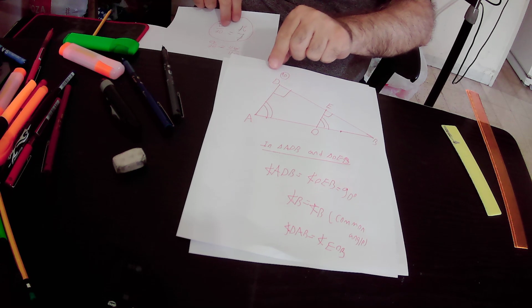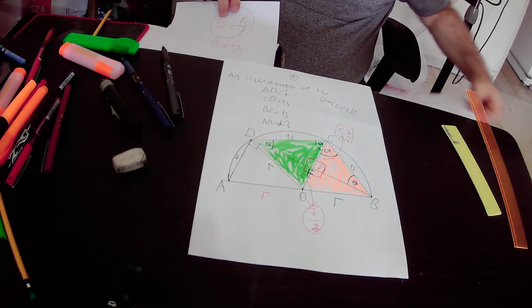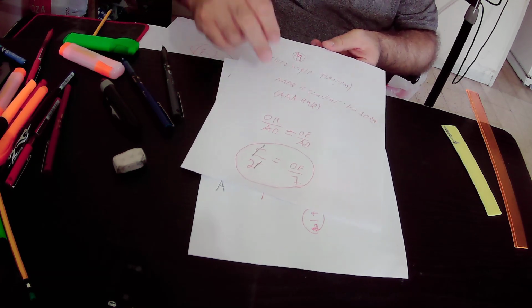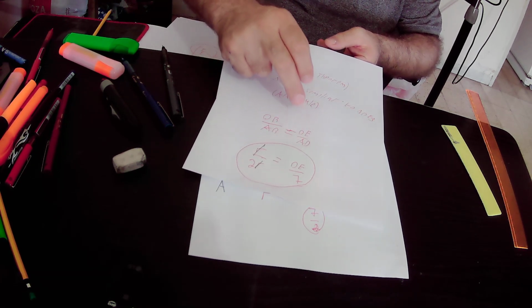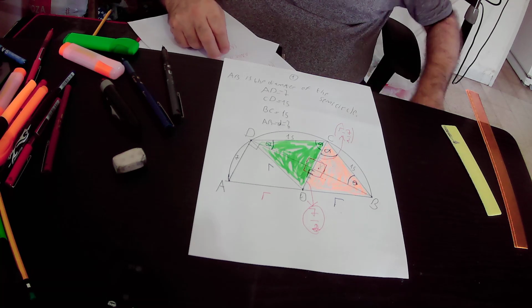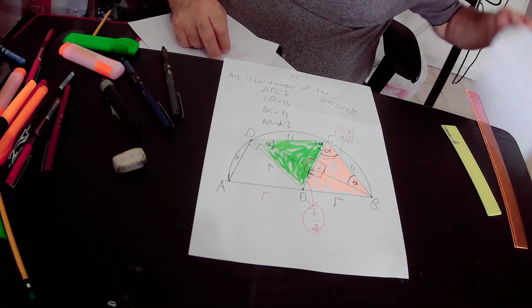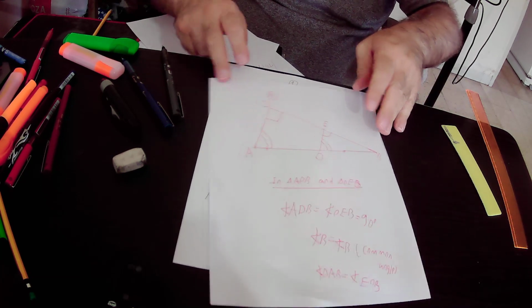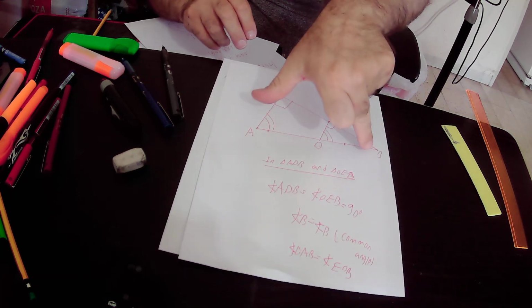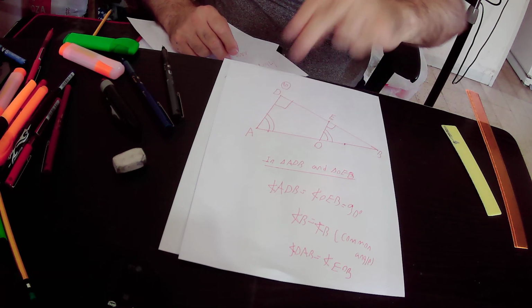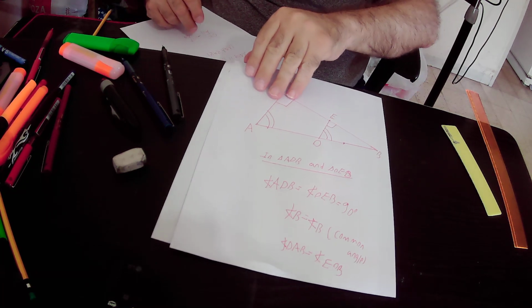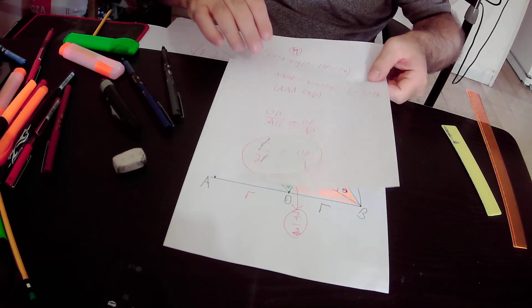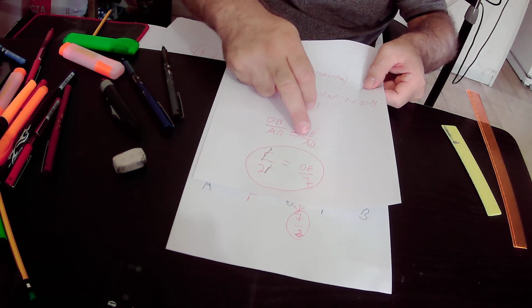The relationship states that OB over AB equals OE over AD. Again, OB over AB equals OE over AD.